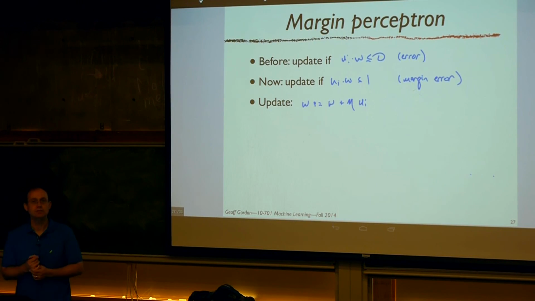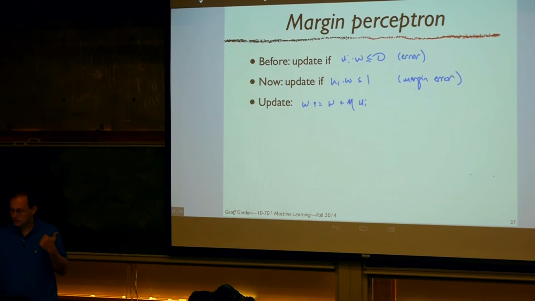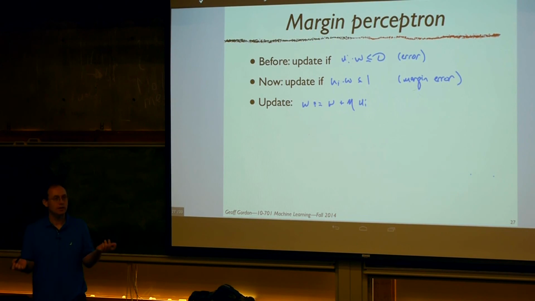So why did we just do this? It's a good question. The benefit of the margin perceptron is that instead of finding a separator that has few errors, we're going to find a separator that has few margin errors. Before, we assumed that there existed a separator that had good margin, but the perceptron wasn't necessarily going to find it. Whereas with the margin perceptron, if you assume there exists a separator that has good margin, the margin perceptron will find a separator that has good margin. So it gives you a slightly stronger conclusion.